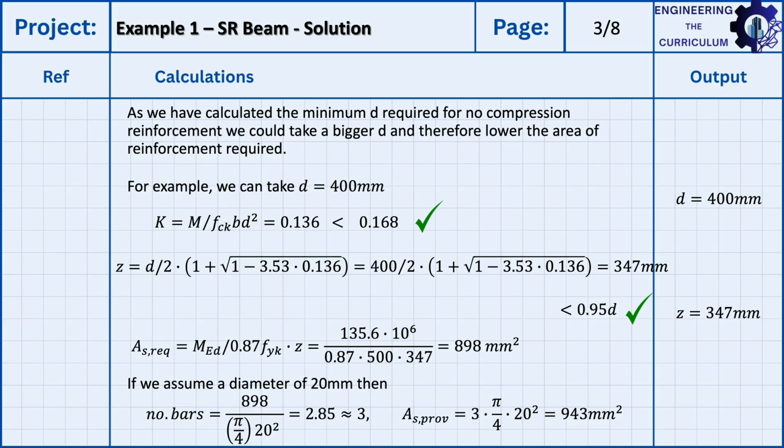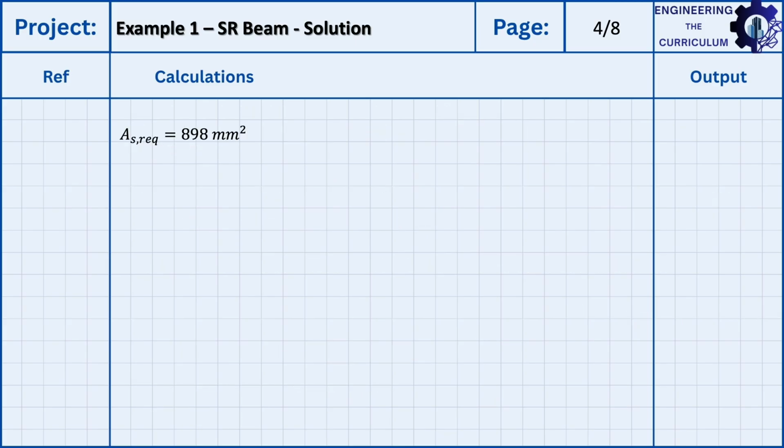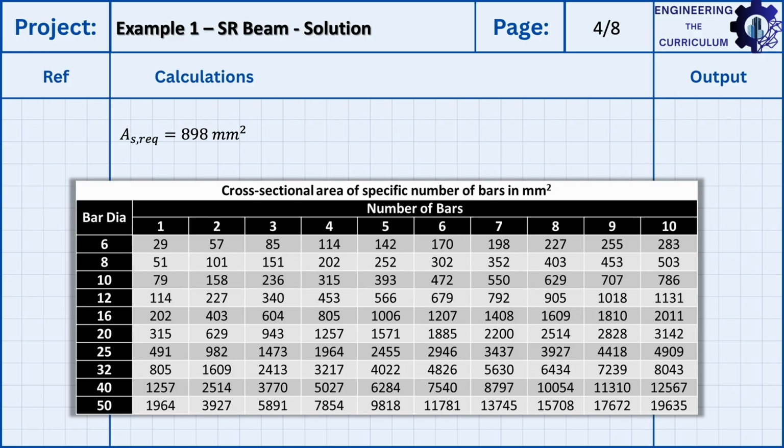of 943 millimeters square. Now, there isn't just one solution for this required area of steel of 893 millimeters square. So we can look, for example, at this table. This table shows us in the columns the bar diameter. So you can see here 6 millimeter, 8 millimeter, right up to 50 millimeters. And here somebody's already very kindly calculated for us the area of 1 bar, of 2 bars, of 3 bars, up until 10 bars. And this allows us, if we don't already know that we need bars of 20, to come in here and pick out different options.